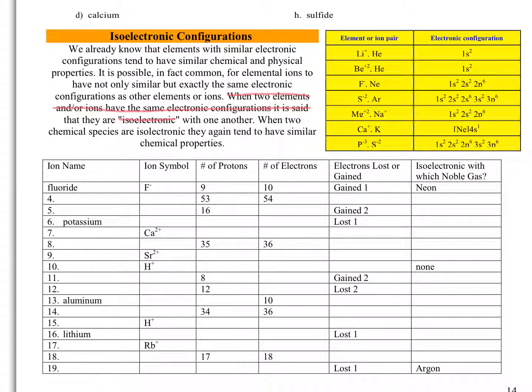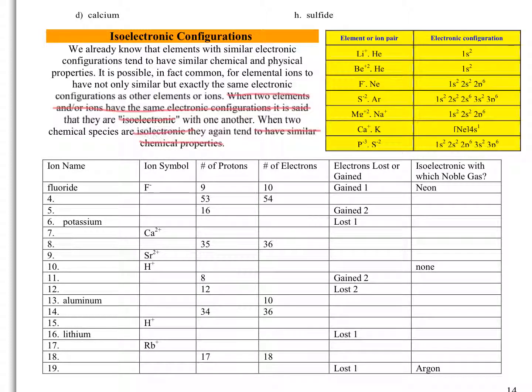Iso meaning same. If you think to geometry, there's a name of a shape that has two sides that are the same. What is that called? Isosceles. That iso prefix means same. Isotopes, same element, different number of neutrons. So isoelectronic, they have the same electron configuration. When two chemical species are isoelectronic, they tend to have similar chemical properties.